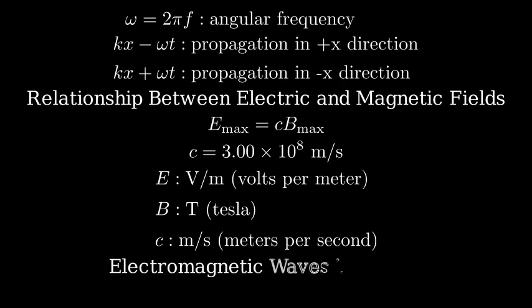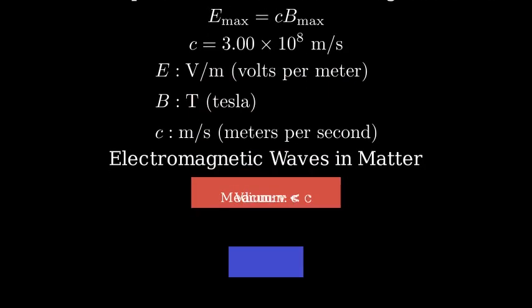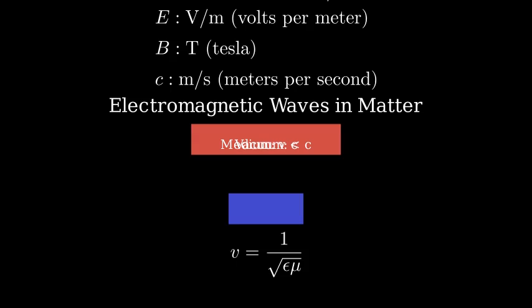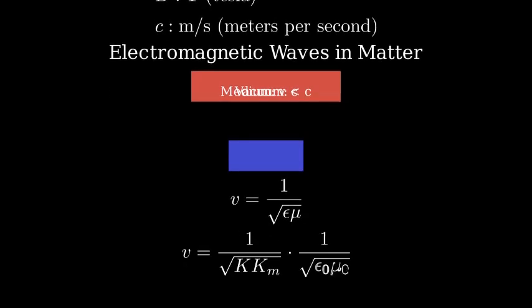Now, let's study how electromagnetic waves behave in matter. When an electromagnetic wave travels through a dielectric material, its speed is reduced compared to its speed in vacuum. The speed of an electromagnetic wave in a medium is given by v equals 1 over the square root of epsilon times mu, where epsilon is the permittivity of the material and mu is its permeability. We can express this in terms of relative constants.